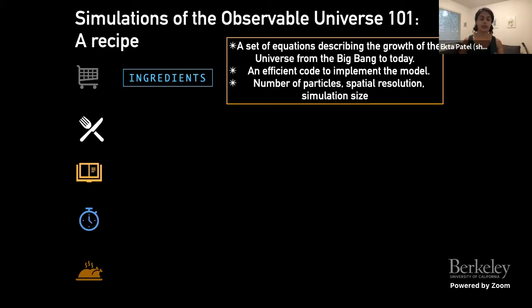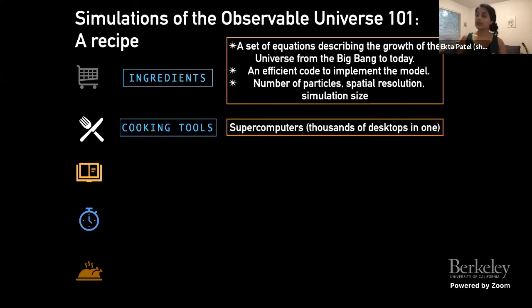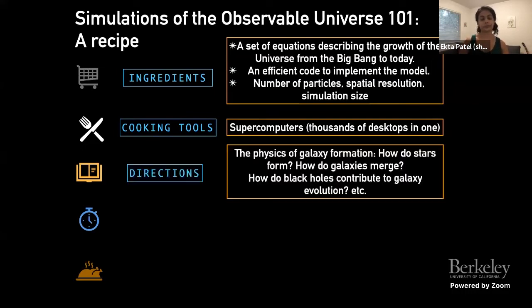So you essentially need to pick your poison in terms of, are you trying to represent just a very, very small snippet of what we see in the universe, or a very, very large chunk of it? Next, you have your cooking tools. In this case, we're talking about supercomputers, which you can think of as thousands of desktops or laptops like the one you're probably looking at us on, all added together. So harnessing all of that power in one.